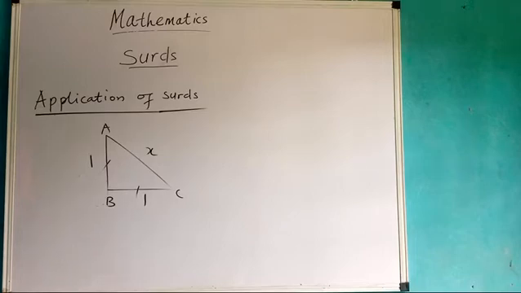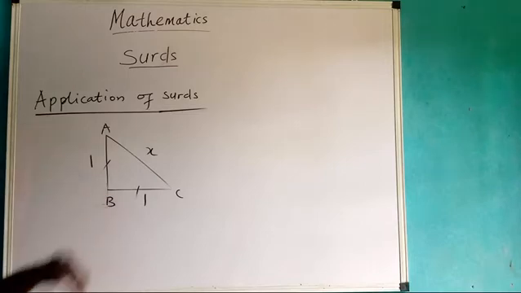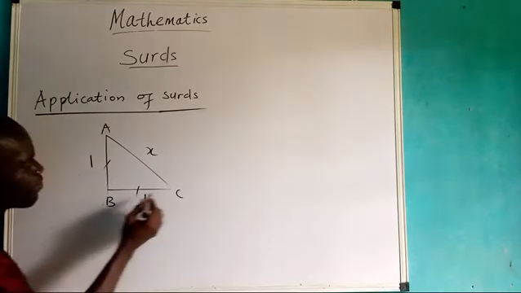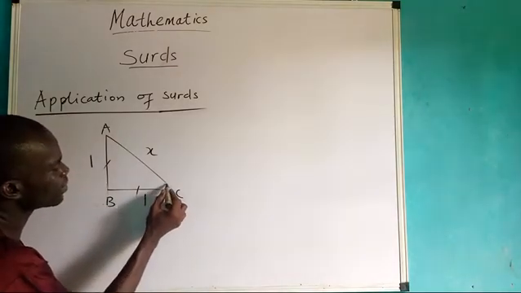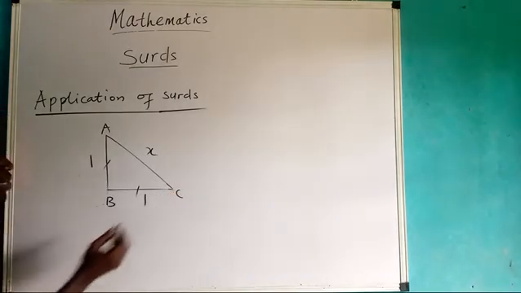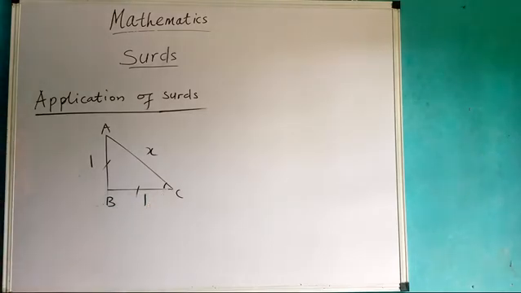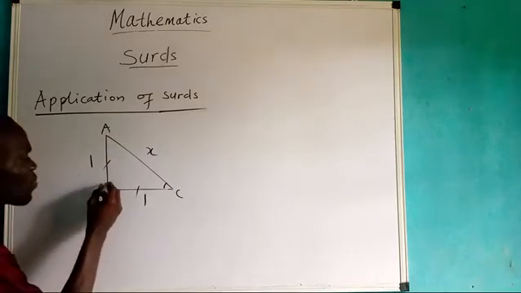Now, what can I do now to determine x? We are dealing with sides. Please take note, whenever we have a right angle triangle and we are dealing with sides, we simply use Pythagoras theorem. But if you are dealing with angle, we use SOHCAHTOA. Please take note of that. If you are dealing with angle, use SOHCAHTOA. If you are dealing with side, use Pythagoras theorem, meaning the one that has to do with right angle triangle.